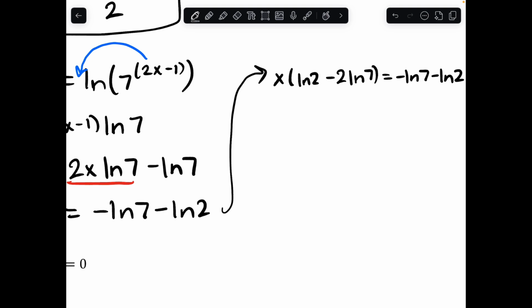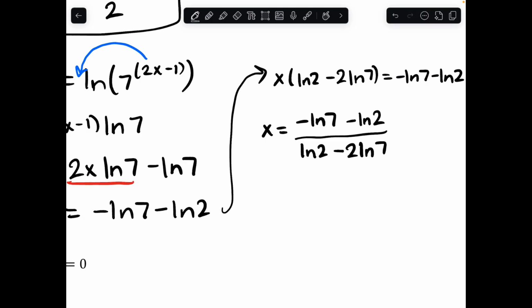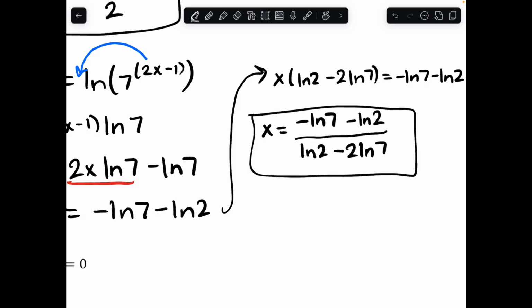And now I can go ahead and isolate x by dividing by this whole quantity in the parentheses. So we finally get that x is going to be equal to negative natural log of 7 minus natural log of 2 divided by natural log of 2 minus 2 times natural log of 7. This is going to be our final answer. And if you were to plug this into a calculator, we would get that x is approximately equal to 0.8250.